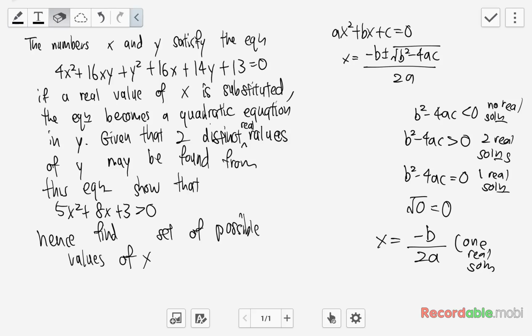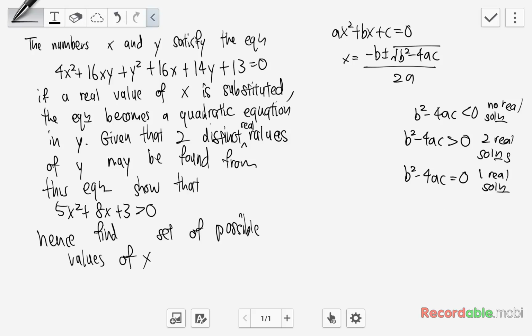Now, b squared minus 4ac is also what we often call the discriminant of a quadratic equation. So this is the discriminant, and I will frequently refer to it as the discriminant.